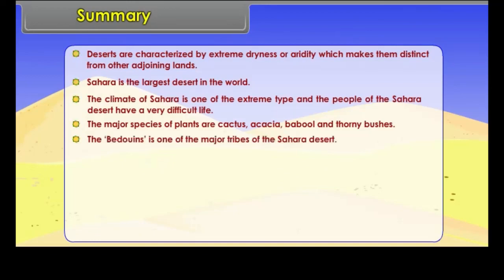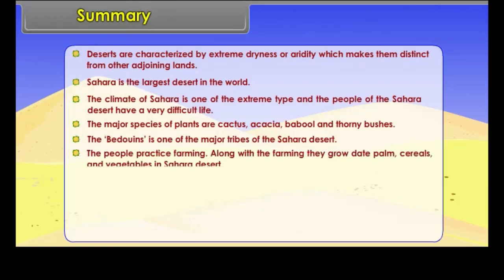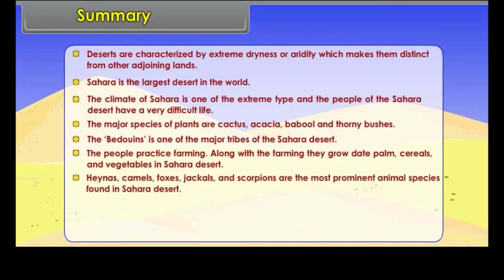The Bedouins are one of the major tribes of the Sahara Desert. The people practice farming. Along with the farming, they grow date palm, cereals and vegetables in Sahara Desert. Hyenas, camels, foxes, jackals and scorpions are the most prominent animal species found in Sahara Desert.